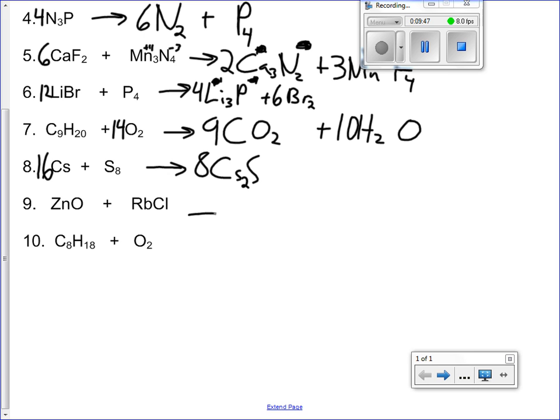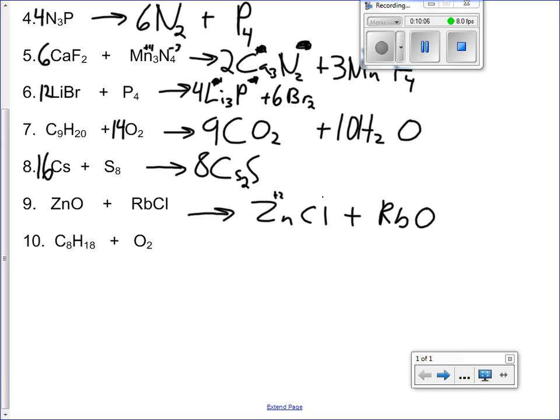Okay, number 9. What kind of reaction starts out with 2 ionic compounds? Double replacement. So in a double replacement, we swap the metals. Zinc will end up with chlorine. Rubidium will end up with oxygen. Okay. Now, we've got to do our drop and swaps here.